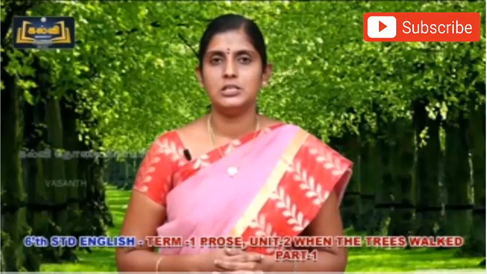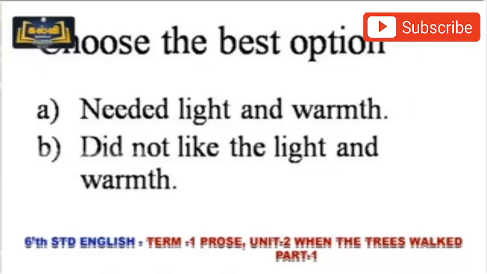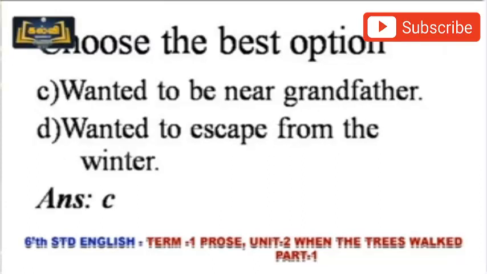The next part is choosing the best option. According to the author, the tendril was moving towards grandfather because it, option A, needed light and warmth. Option B, did not like the light and warmth. Option C, wanted to be near grandfather. Option D, wanted to escape from the winter. And the right answer is option C, wanted to be near grandfather.